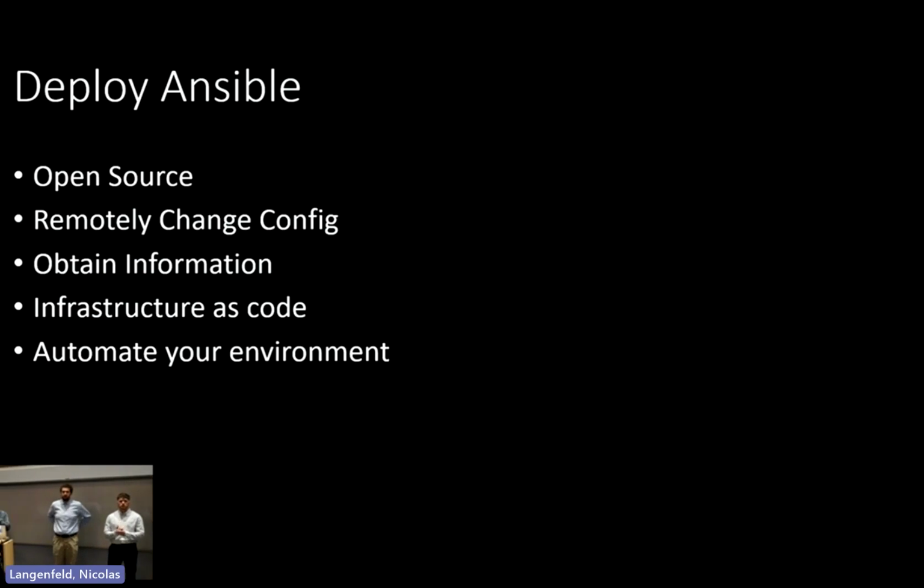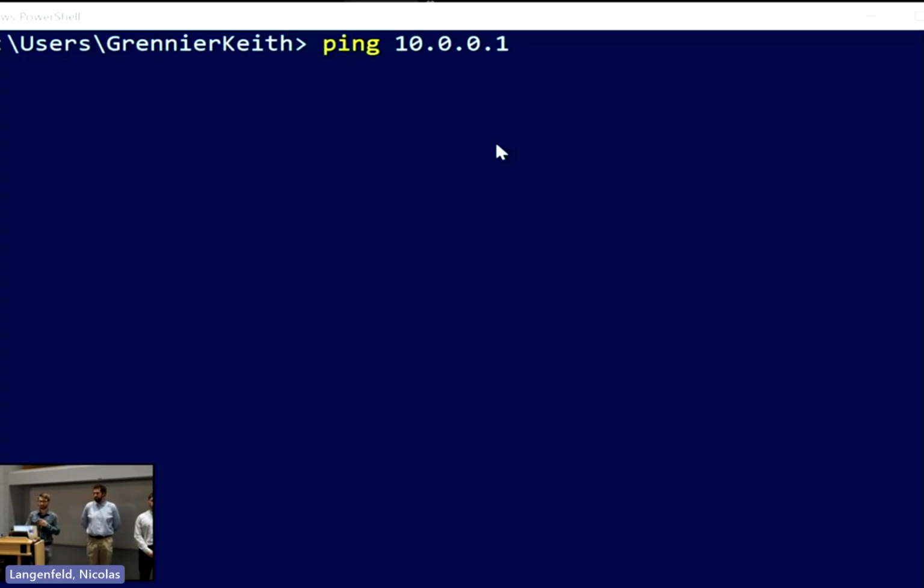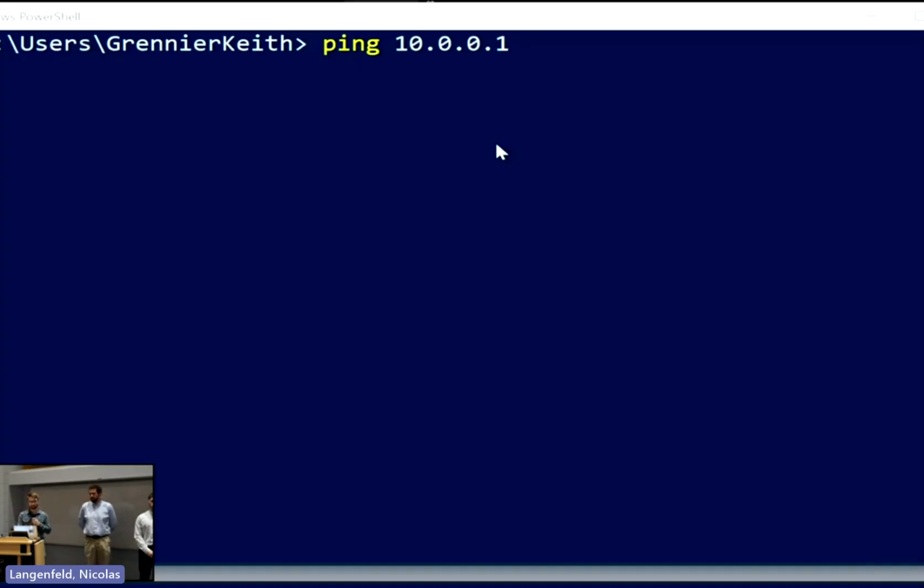So Ansible really is infrastructure as code. It was developed for network automation, mass deployments, and really it's for large enterprises. Some use cases for Ansible are to deploy a new site. All you need is SSH. And additionally, you could make multiple changes at multiple WAN sites at once. So to demonstrate the power of Ansible, we're going to have our ASA baseline playbook here.